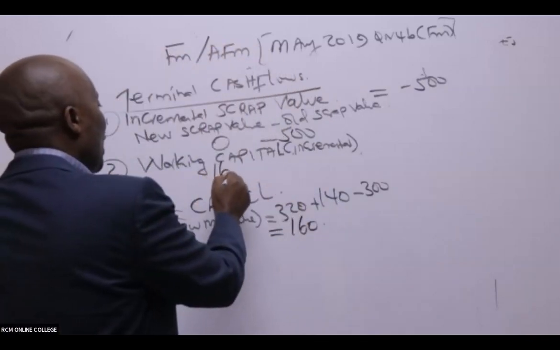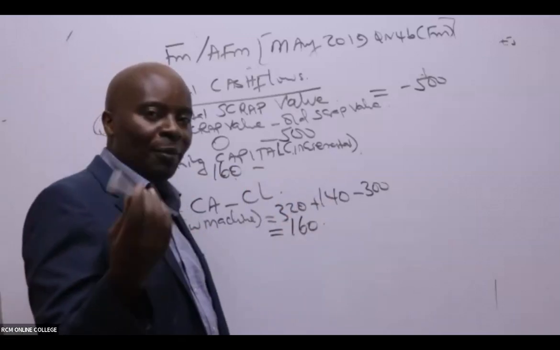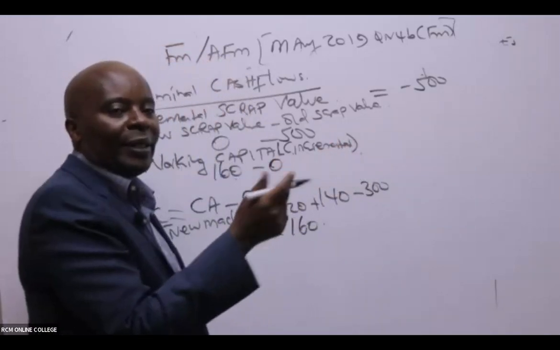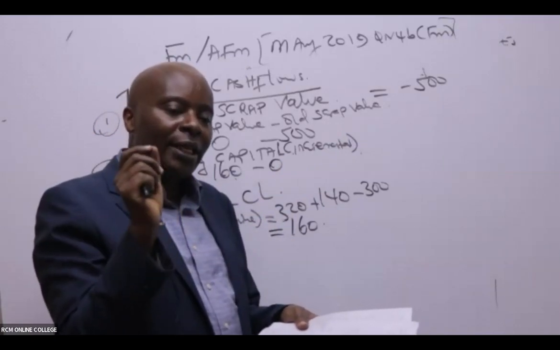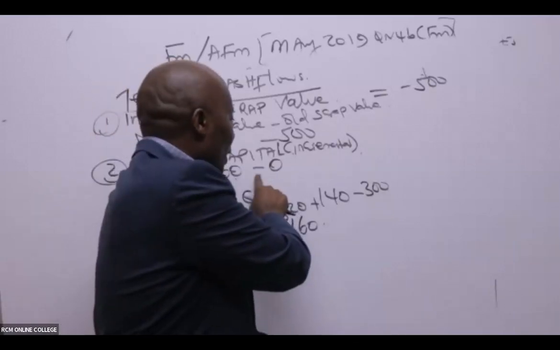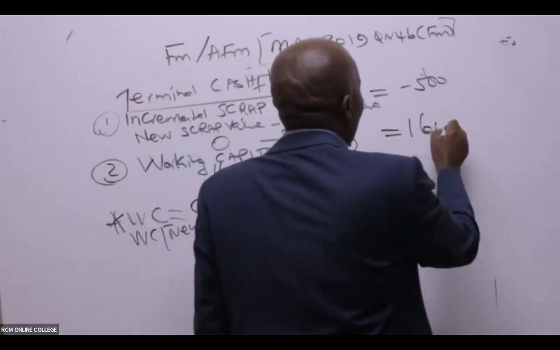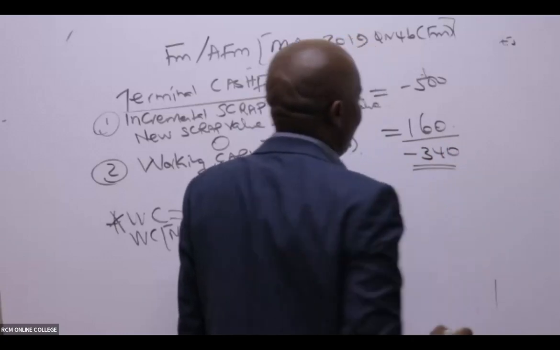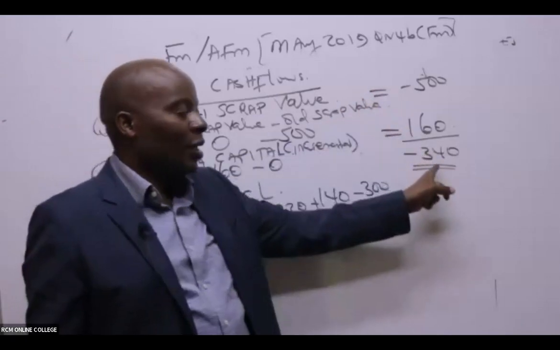So then this will be 160 minus, they haven't given me working capital for the old machine. In most cases, they give you. But here, of course, it's justifiable because they have given me the increase in working capital. So whatever we have is an increase, but there's no problem. Just say this is 0. So 160 minus 0 gives 160 positive. So then this will give me minus 340. So in this case, the terminal cash flow is minus 340.